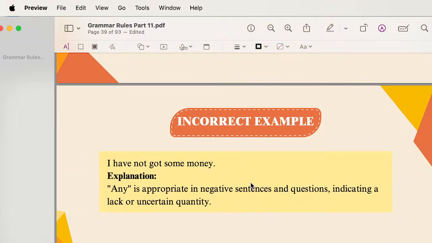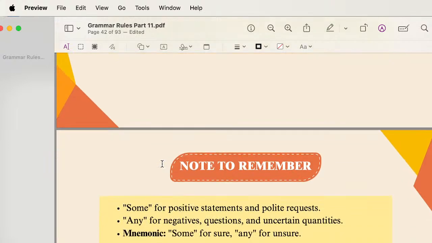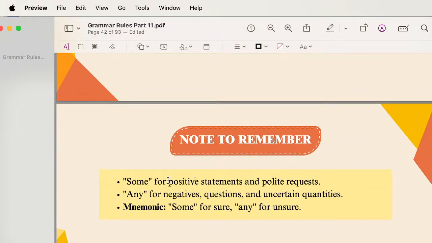Now, "I have not got some money." This is incorrect. Why? Because "not got some money" is a negative sentence. So here you're supposed to use any instead of some. Instead of "I've not got some money," you'll say "I've not got any money." I don't have any money. This is how you express yourself. So some is for positive statements and polite requests, and any is for negative questions, uncertain quantities, and negatives.